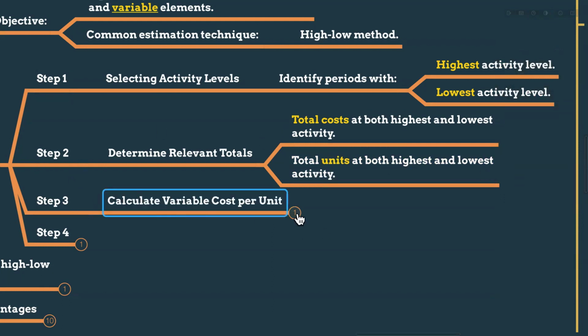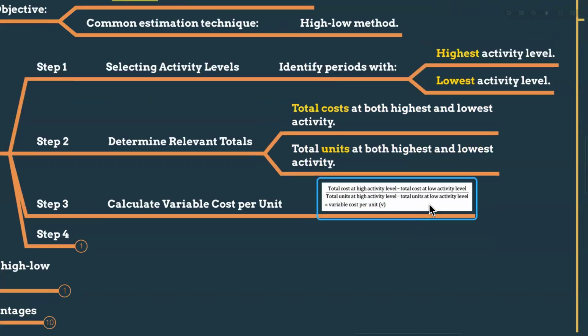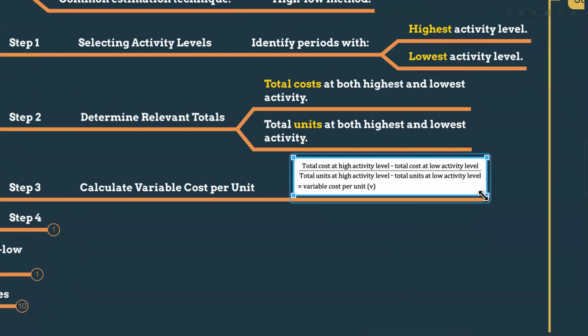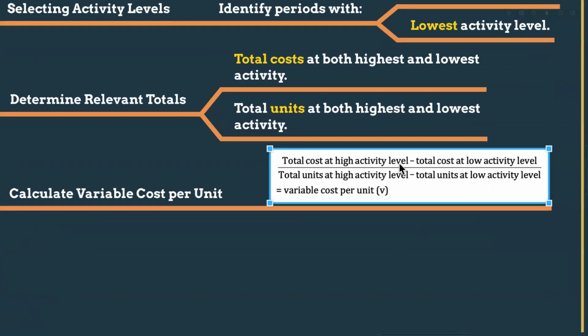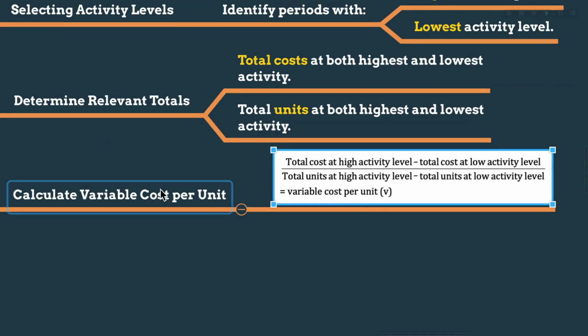And after that, we have to calculate the variable cost per unit. To calculate the variable cost per unit, this is the high-low method formula, right? So you have to put the total cost at high activity level and the total cost at low activity level. First we determine the total units at high activity level, the corresponding cost at high activity level, and the total units at low activity level, and the corresponding cost at low activity level. If you apply this formula, you will have the variable cost per unit.